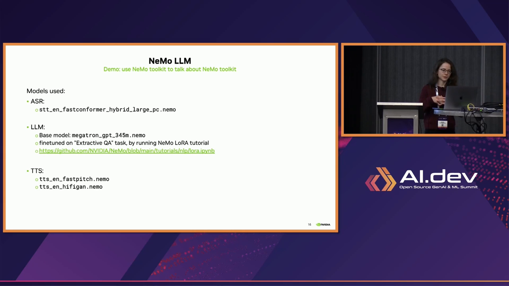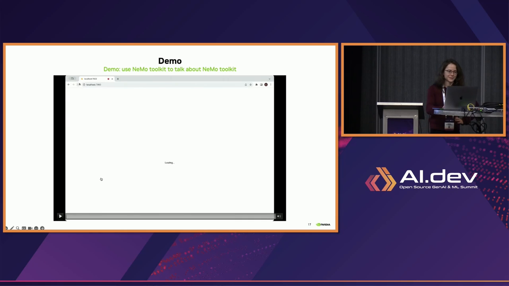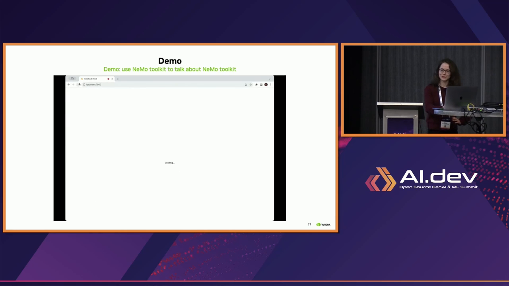So I made a demo with an ASR model, a baby LLM that was able to do extractive QA, which I got by running one of our NeMo LoRA tutorials, and also using two TTS models, which I'll explain later why it's two. And here is the model. So I ended up making a demo that uses NeMo Toolkit to talk about NeMo Toolkit.